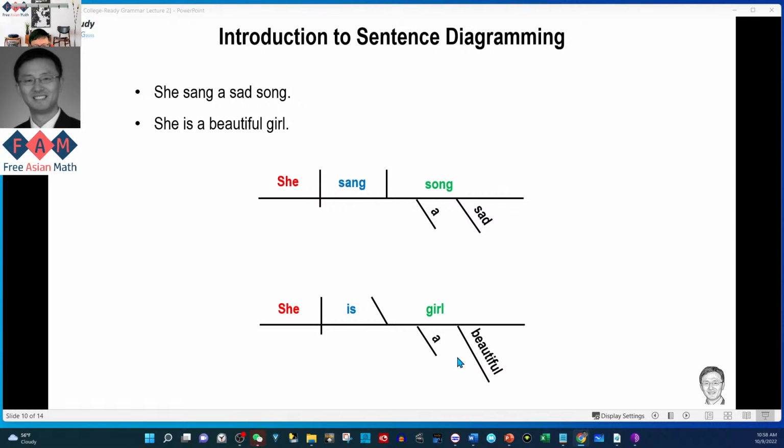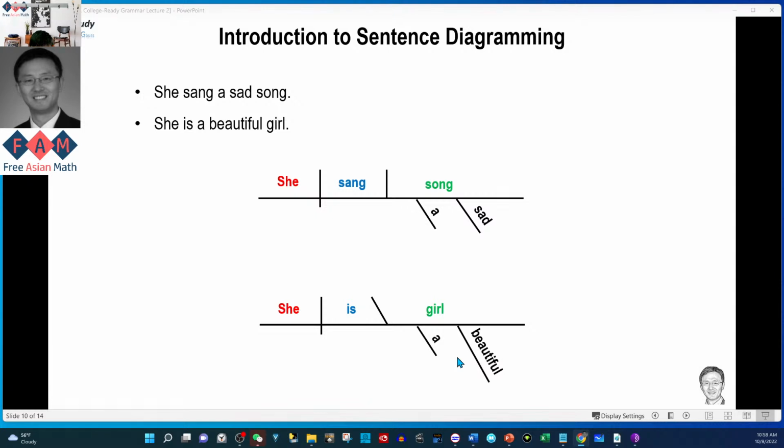So for us to understand why we are doing sentence diagramming is more important than how to do sentence diagramming in the first place. Why are we using this tool? It will force us to get a very clearly visualized picture of how a sentence is built. And this can help us check whether a sentence is grammatically incorrect or correct.